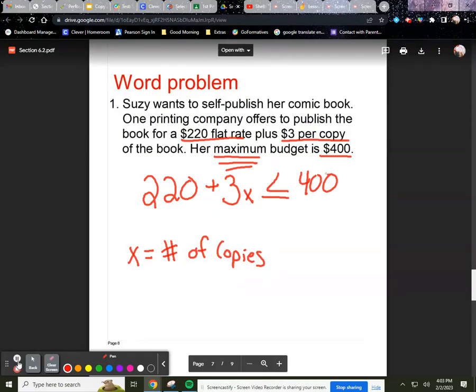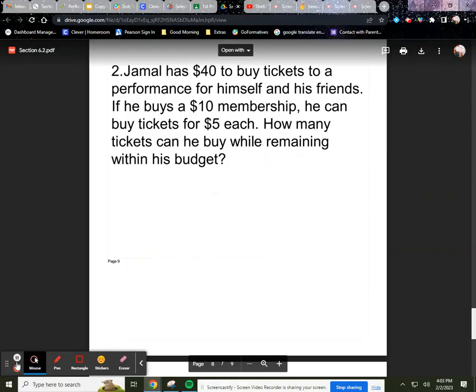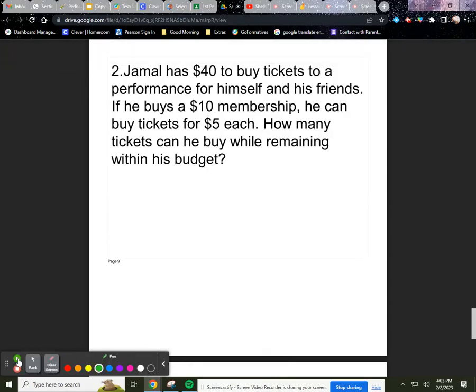Let's try the next one. Word problem number 2. Jamal has $40 to buy tickets to a performance for himself and his friends. If he buys a $10 membership, he can buy tickets for $5 each. How many tickets can he buy while remaining within his budget? So what we're looking for is x, and x is going to equal number of tickets.